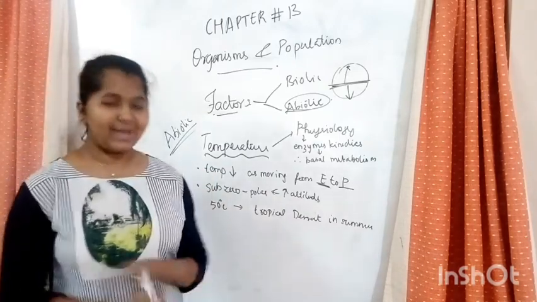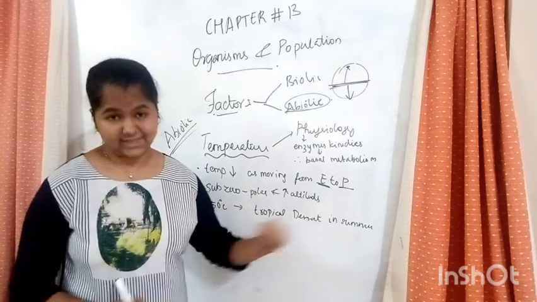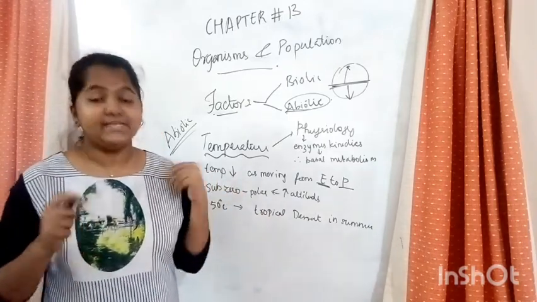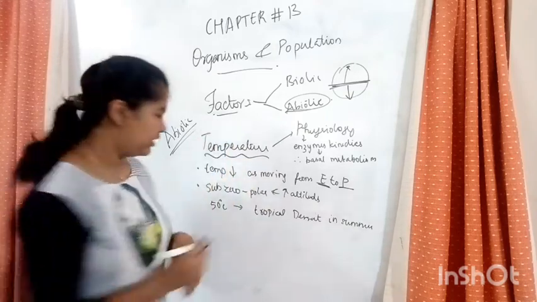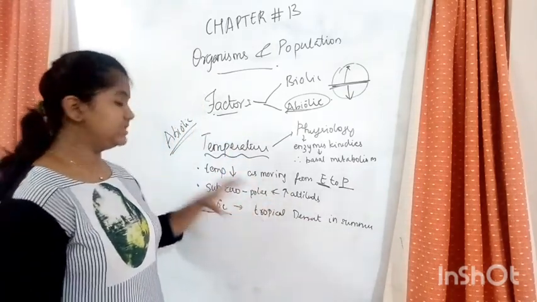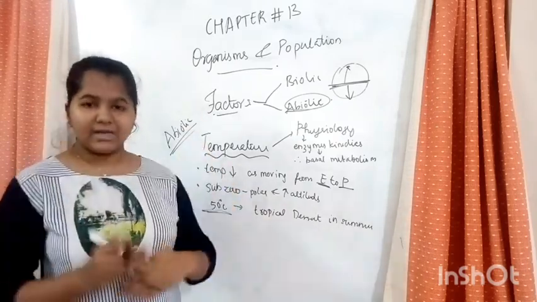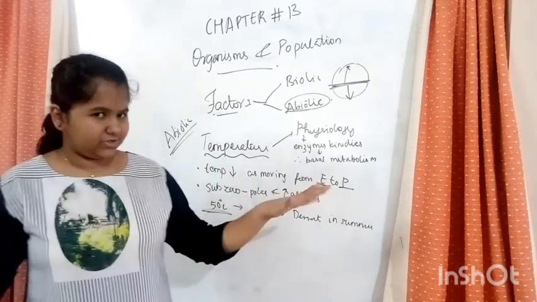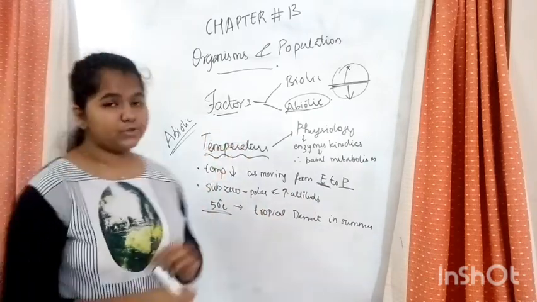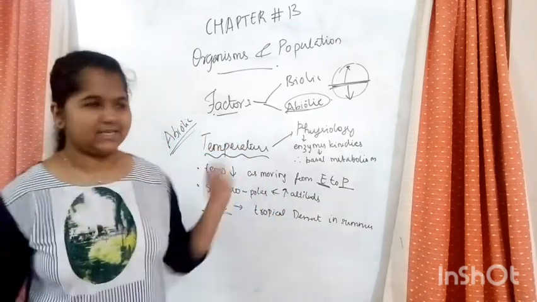Now the next one is tropical deserts. In summer, in tropical deserts, the temperature shoots up to 50 degrees Celsius. So that is about the temperature change in polar regions, equatorial regions, deserts, etc. Next, talking about temperature, there are two kinds of organisms that come under this.